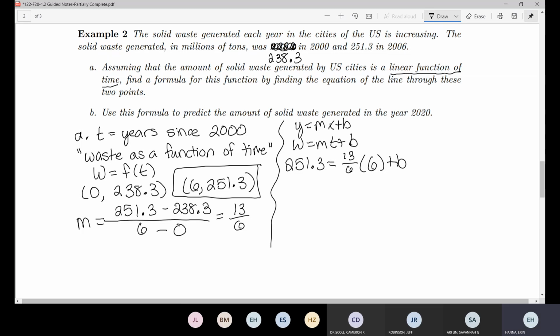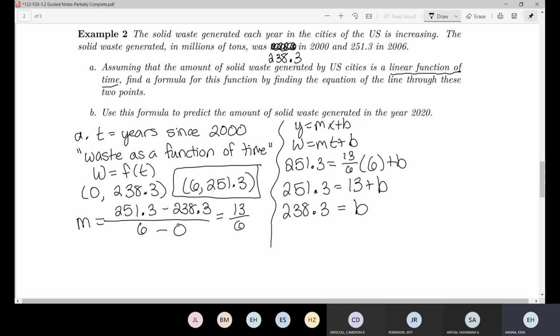If you multiply 13 over 6 by 6, the 6's cancel, and you're just left with 13. Subtract 13 from both sides. You get 238.3 is your b value.